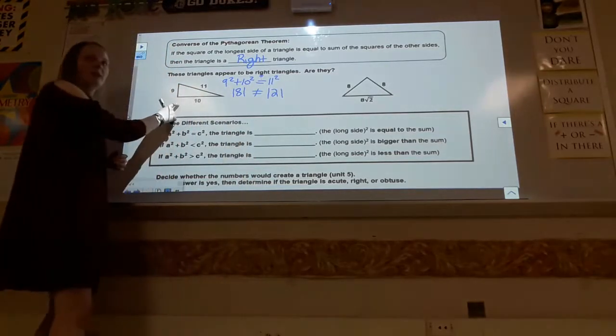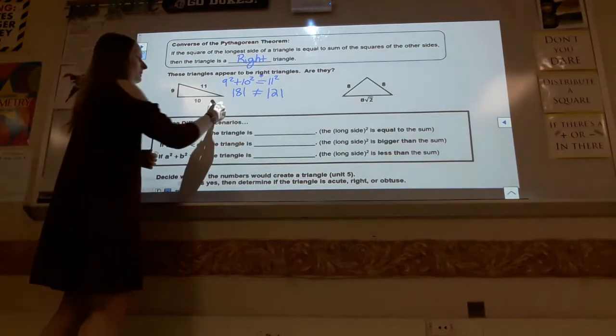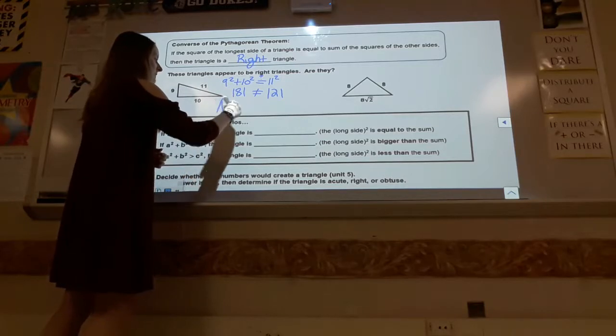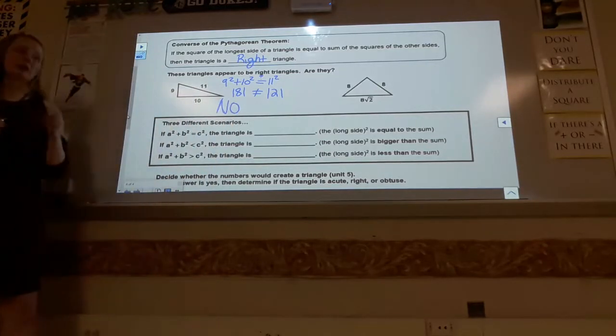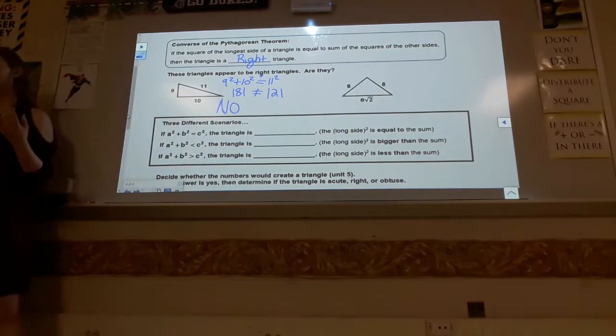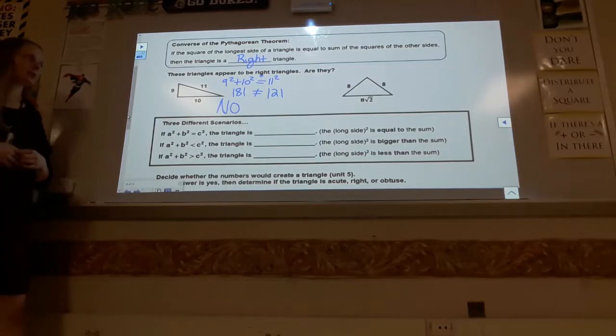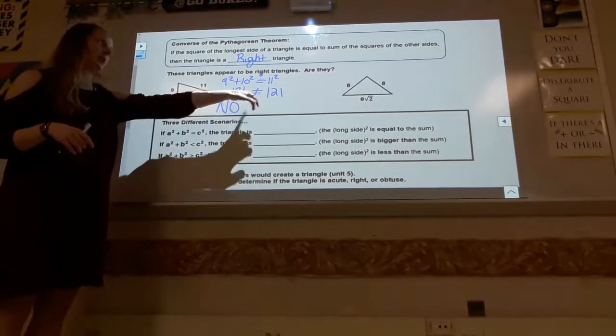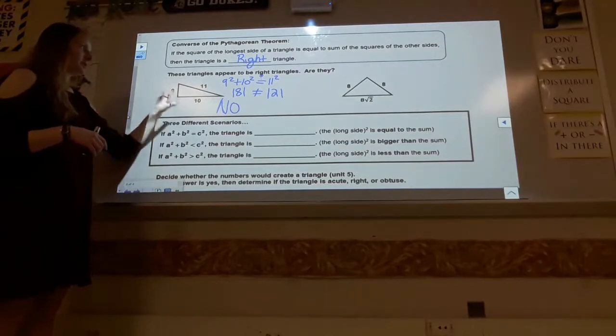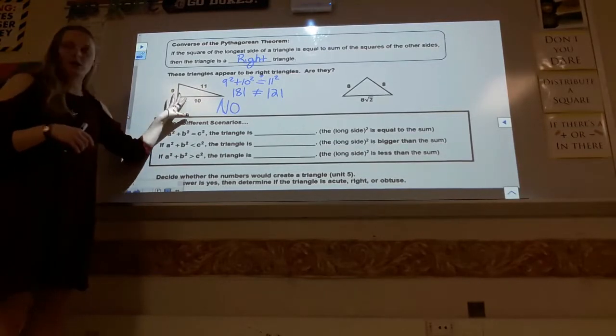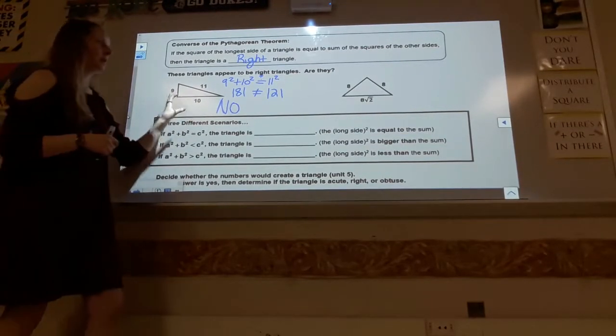So would this have been a right triangle? This would not have been a right triangle. This is the exact same process as checking if it's a Pythagorean triple. It's just worded differently. It's a different context. So if the two values do not work, that means this was not a Pythagorean triple, which means it's not a right triangle. Okay?